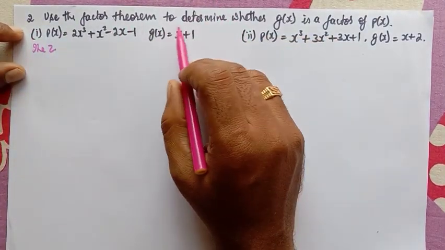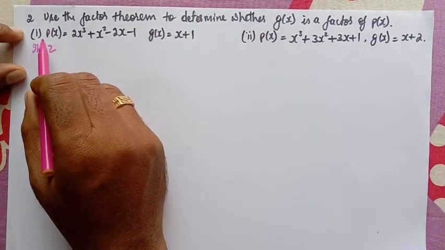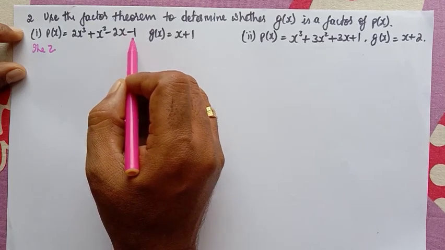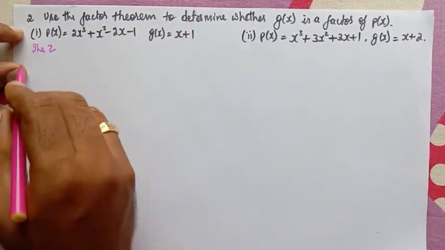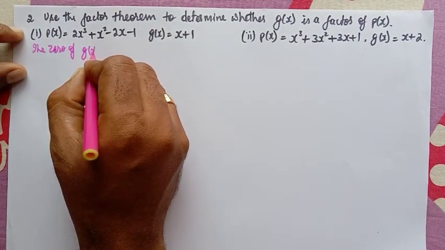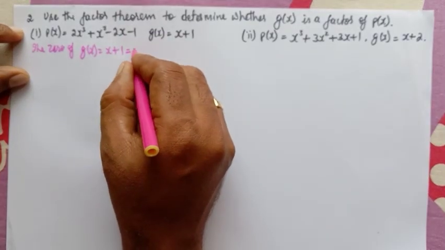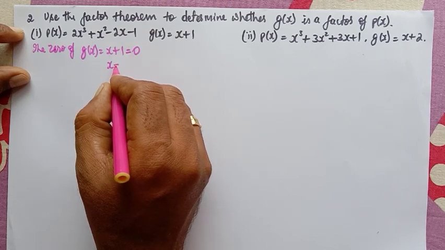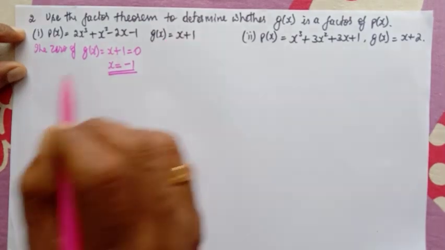Use the factor theorem to determine whether g of x is a factor of p of x. In the first problem, p of x is equal to 2x cube plus x square minus 2x minus 1, and g of x is equal to x plus 1. The zero of g of x is equal to x plus 1 can be found by equating it to 0. So, x is equal to minus 1 is the zero of the given g of x.